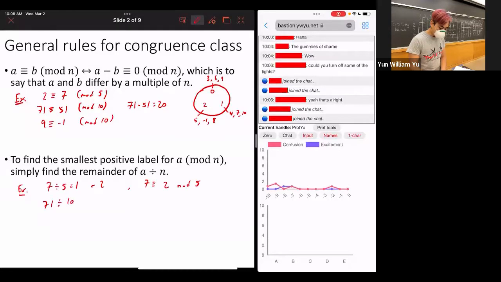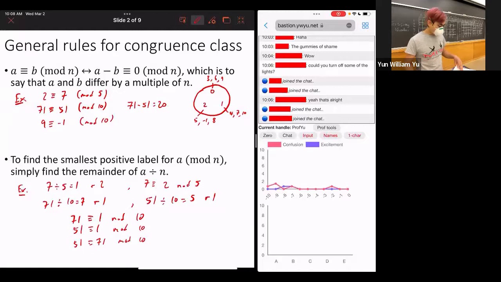71 divided by 10 is equal to 7 remainder 1. And we also have 51 divided by 10 is equal to 5 remainder 1. And so therefore, you know that 71 is congruent to 1 mod 10, and 51 is congruent to 1 mod 10. And so because of that, you also know that 51 is congruent to 71 mod 10.